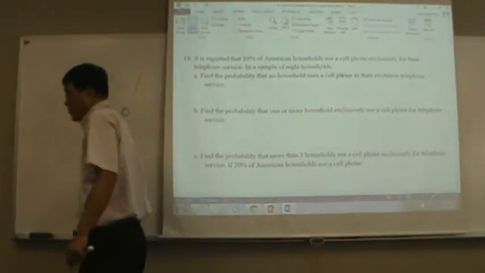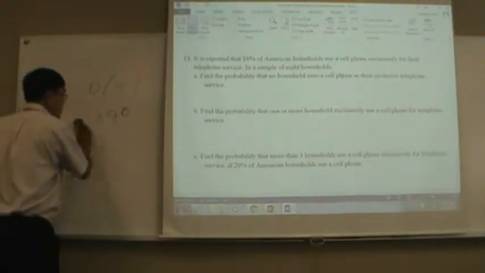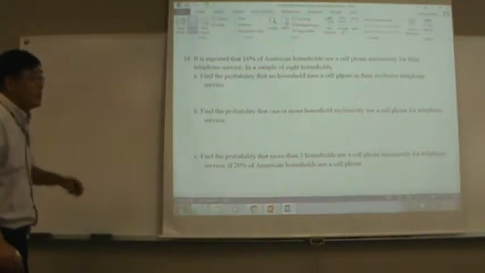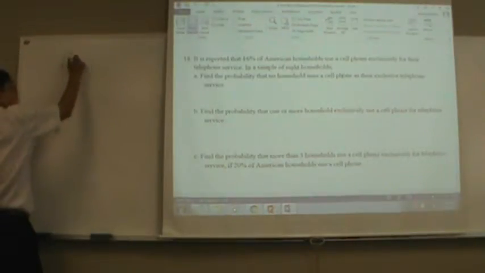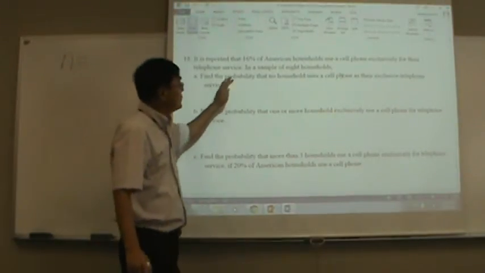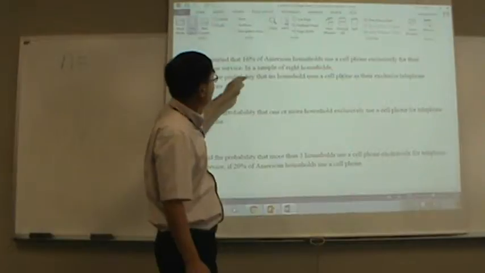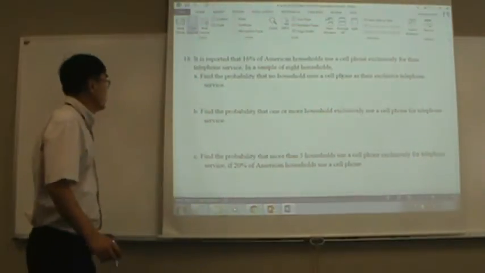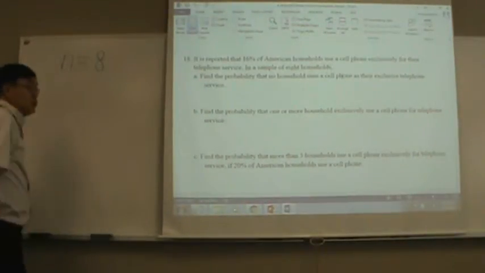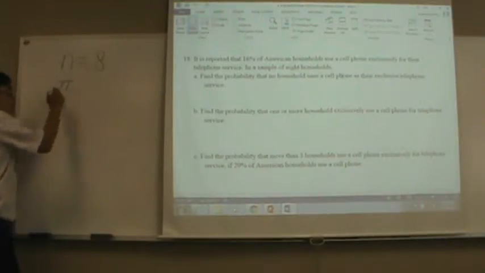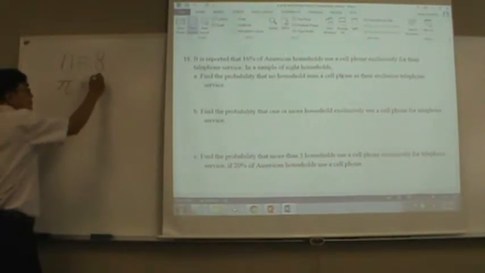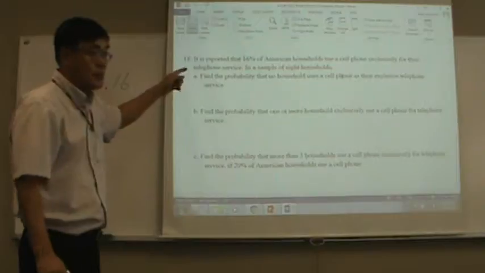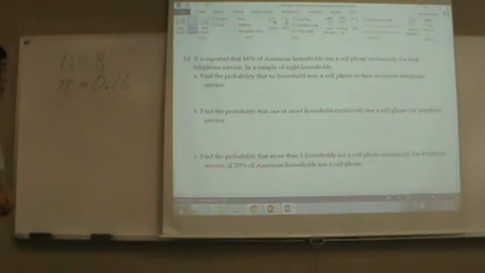When you solve a binomial distribution problem, you need n, here eight households, and you need pi, the average probability, 16%, 0.16.